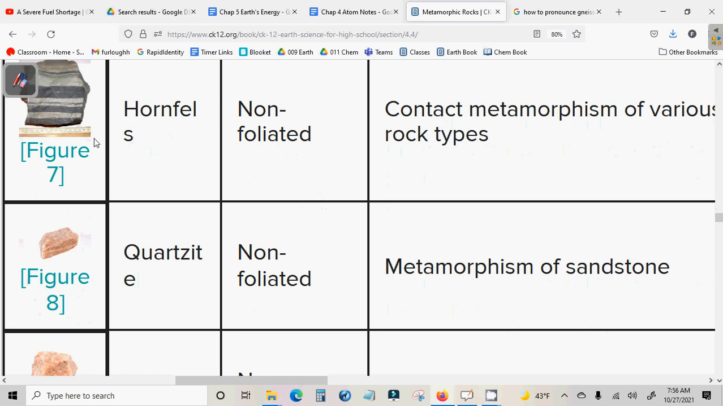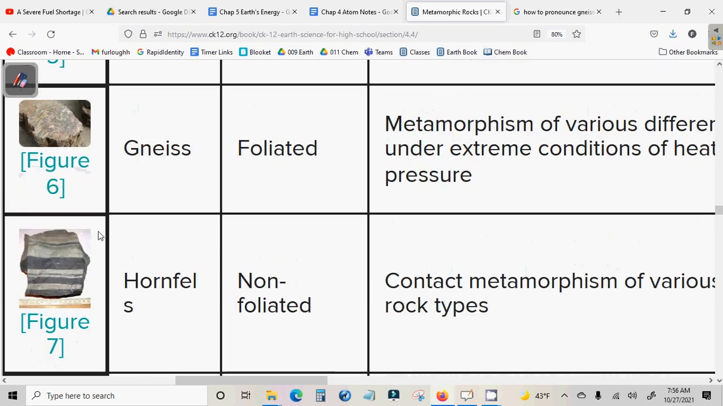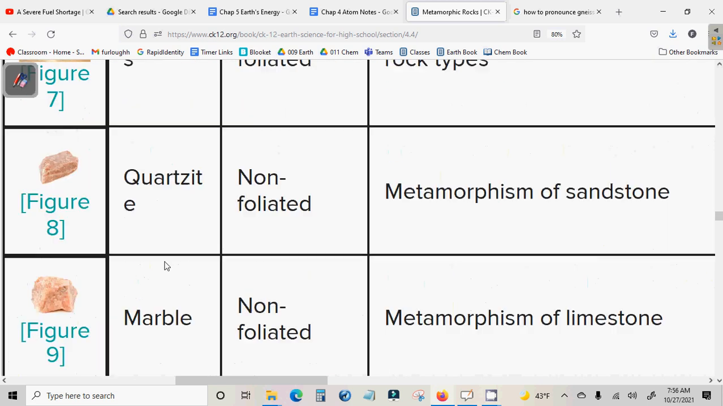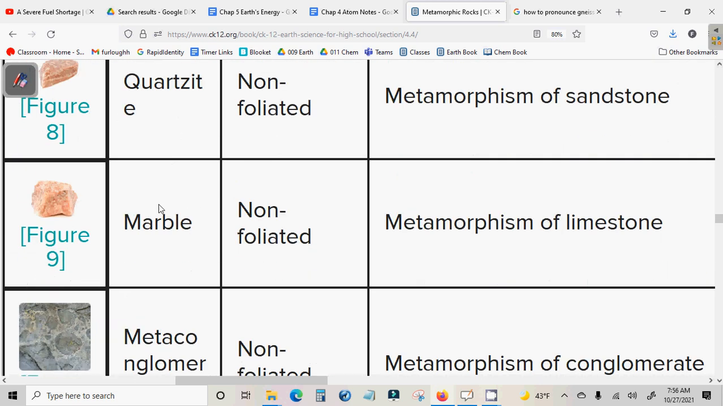All right, hornfels. Now, this is non-foliated. And it has these layers, but it's non-foliated because the mineral crystals and stuff aren't aligned with each other. So don't let that fool you when you see hornfels. All right, quartzite is non-foliated. Marble and quartzite are used a lot. Quartzite is used around railroad tracks to prevent erosion, and marble is used a lot in construction and art.